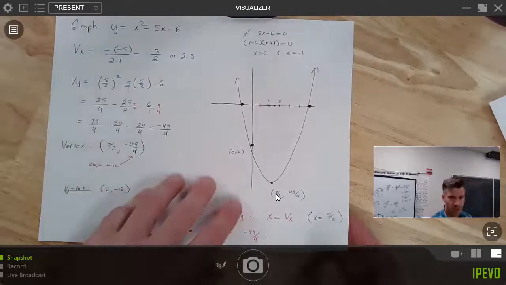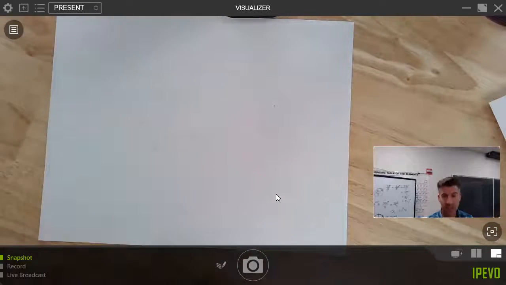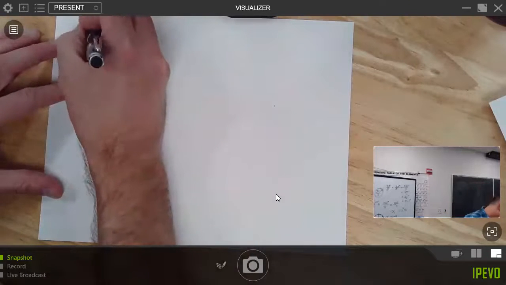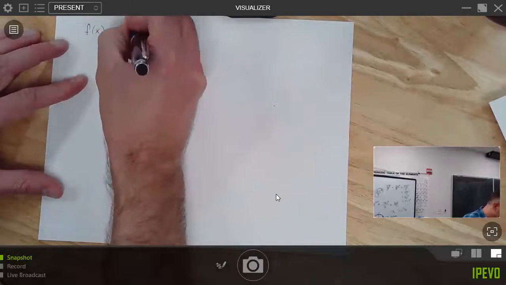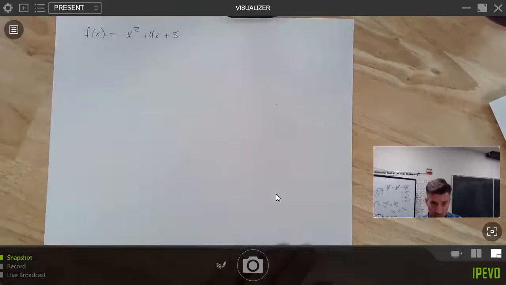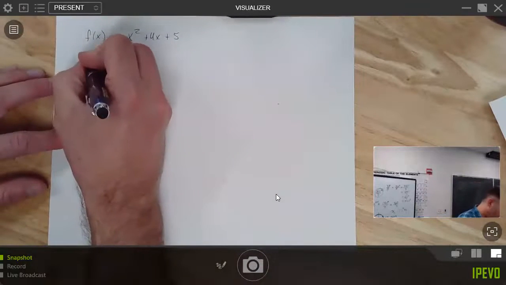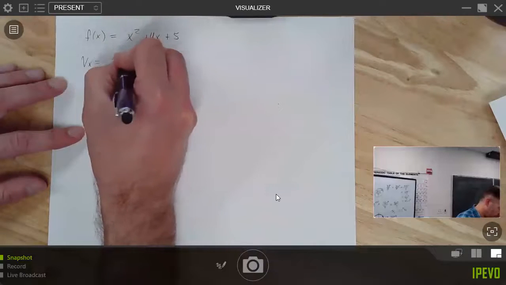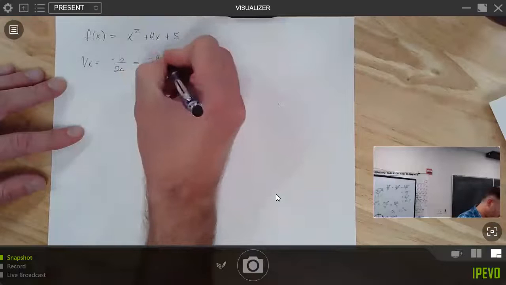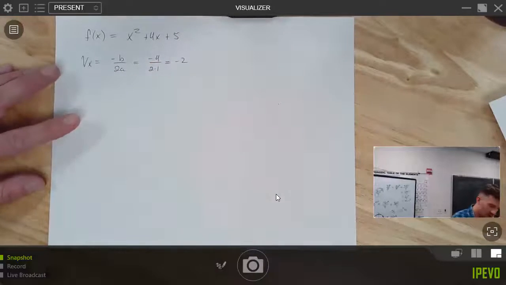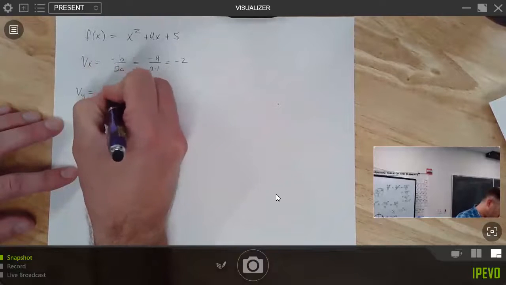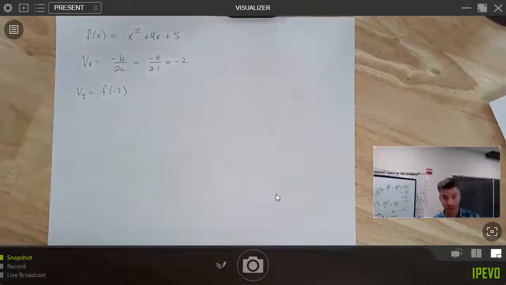This next one's not more complicated, but this next one illustrates an important point. So let's say we wanted to graph the parabola f of x equal to x squared plus 4x plus 5. And we start going through the usual motions. Our x coordinate of our vertex is -b over 2a, which is going to be -4 over 2 times 1, which is -2. And our y coordinate of the vertex is going to be f of -2.